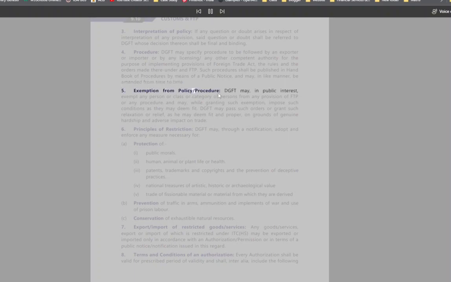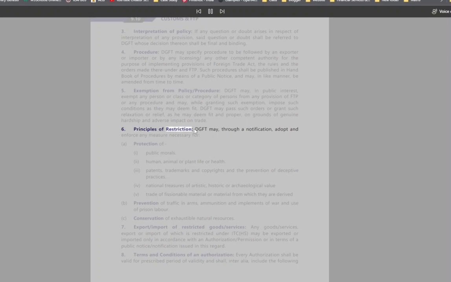5. Exemption from policy/procedure. DGFT may, in public interest, exempt any person or class or category of persons from any provision of FTP or any procedure and may, while granting such exemption, impose such conditions as they may deem fit. DGFT may pass such orders or grant such relaxation or relief as he may deem fit and proper, on grounds of genuine hardship and adverse impact on trade.